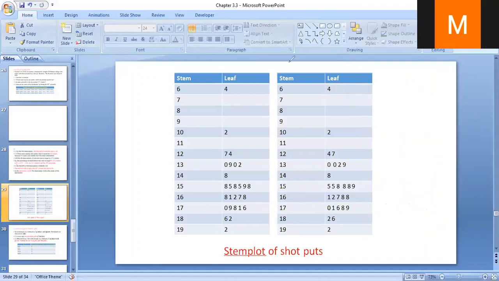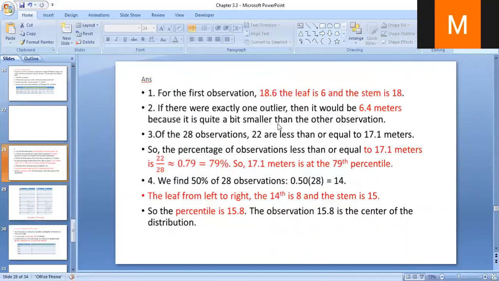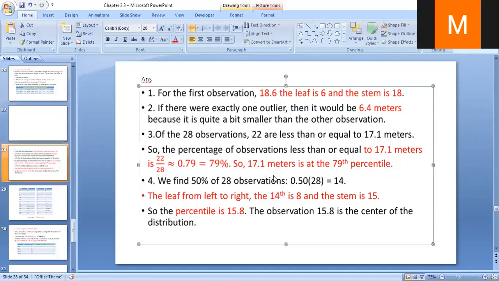Any question about the percentile? Percentile is you have to study a lot, you have to do a lot of work with the percentile. You call this 22 are less than or equal to 13.1. We have 28 observations. So the percentile of the observation is 22 divided by 28, which is 0.79. That is 79%. And so the 17.1 is the 79th percentile.